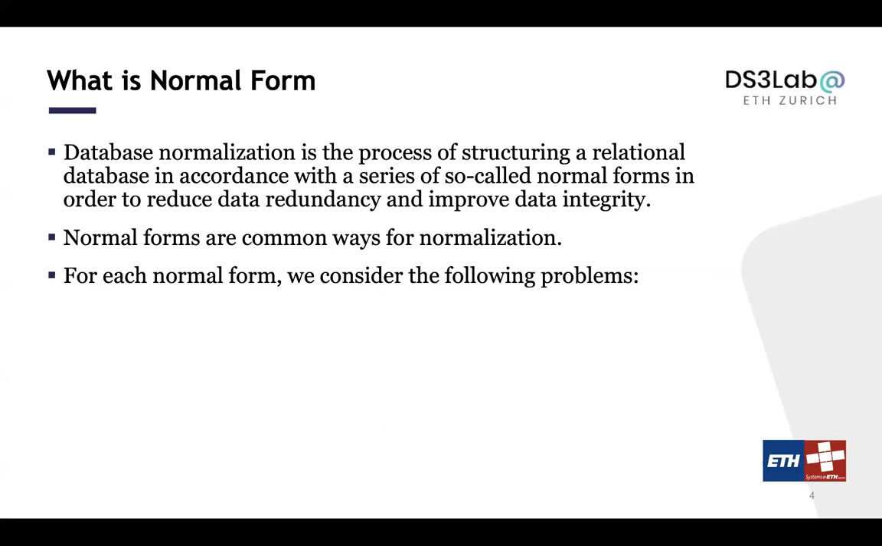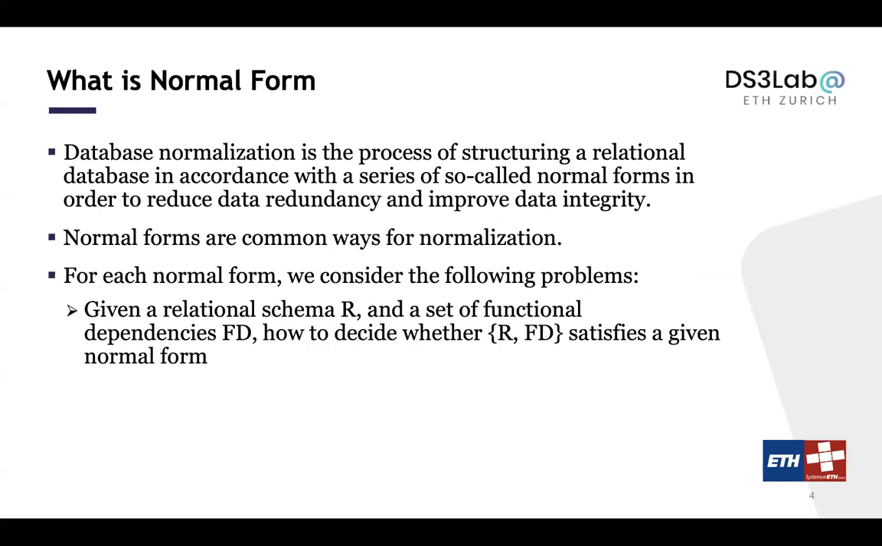For each normal form, there are three fundamental questions that we are curious about. First, if you give me a database relation schema and a set of functional dependencies, FDs, how to decide whether the schema together with those functional dependencies satisfies a given normal form. To understand this question, we need to define all the properties we want inside the normal form and understand how to check whether a given schema and set of functional dependencies satisfy a given normal form or not.